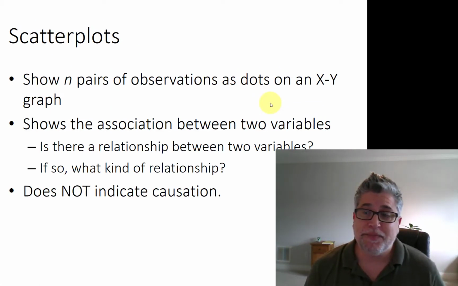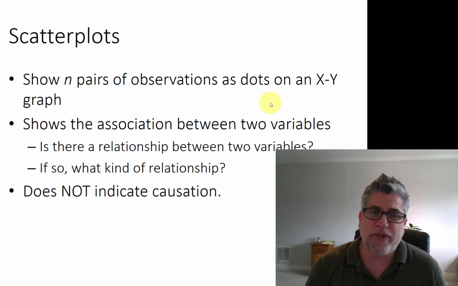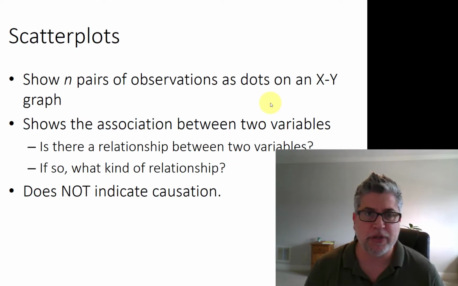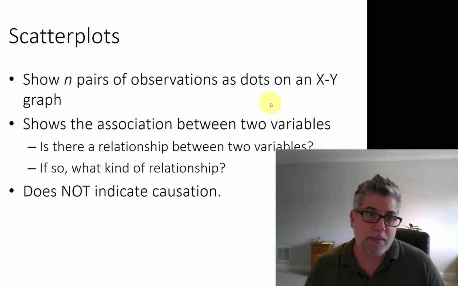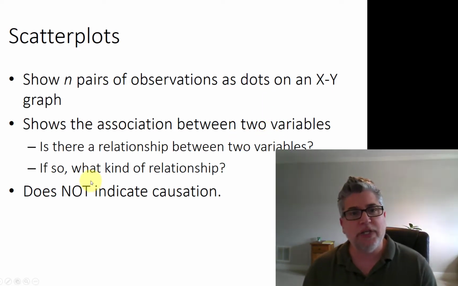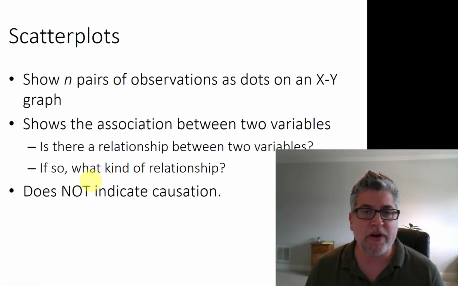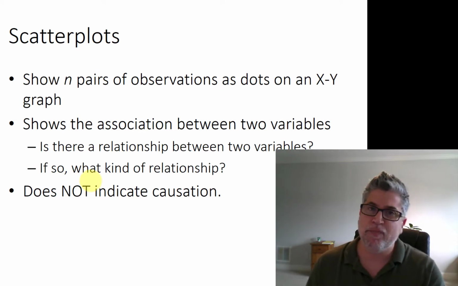Scatterplots. Scatterplots are really great for showing you the relationship between two variables. Not one variable over time, between two variables. And only two, because you can't really draw a three-dimensional picture. So one x variable, one y variable, plot those points, and then you can just see visually whether there's some kind of relationship. It doesn't necessarily show causation. Whether x causes y or y causes x, we can't tell from a picture.